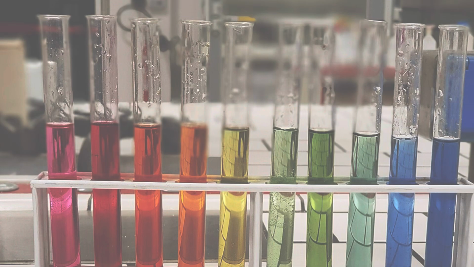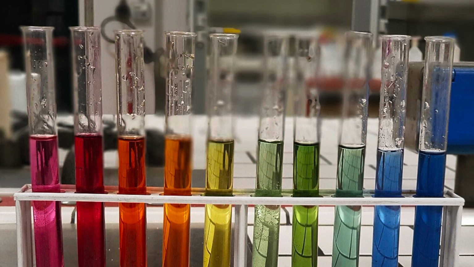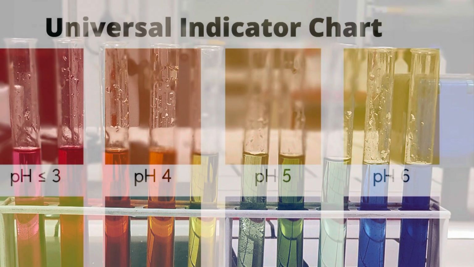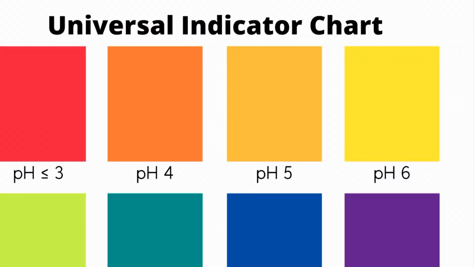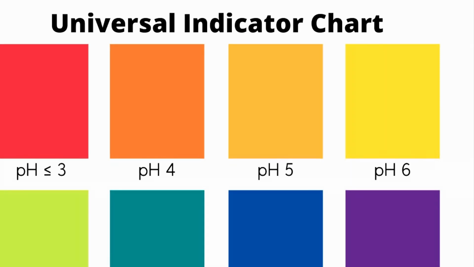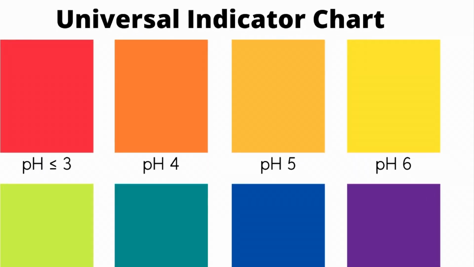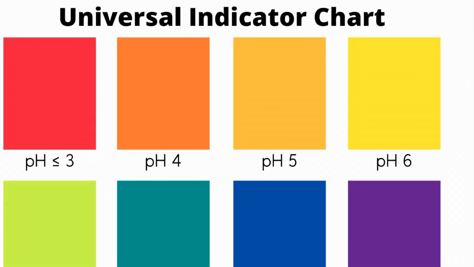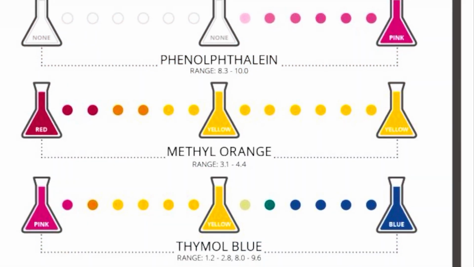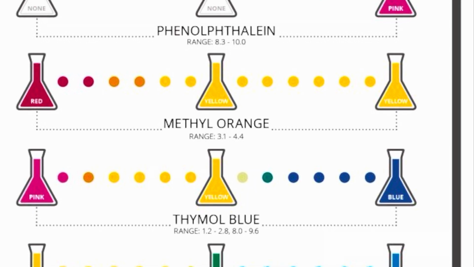And there were many different ways of indicating pH until 1933, when a Japanese company created the universal indicator, which worked on a simple system that the more acidic something was, the closer to red it became, and the more basic something was, the closer to purple it became. And it was essentially just a mix of very famous indicators.